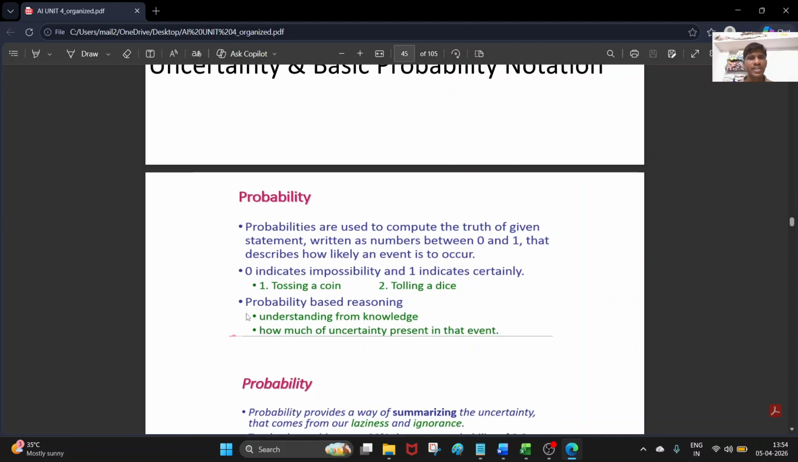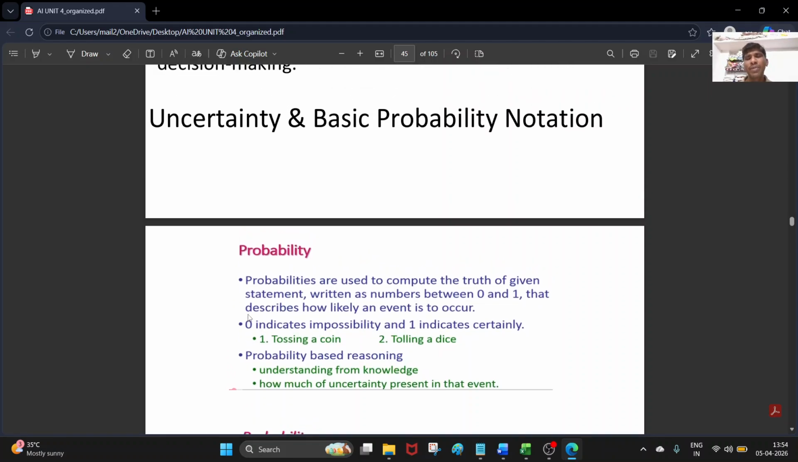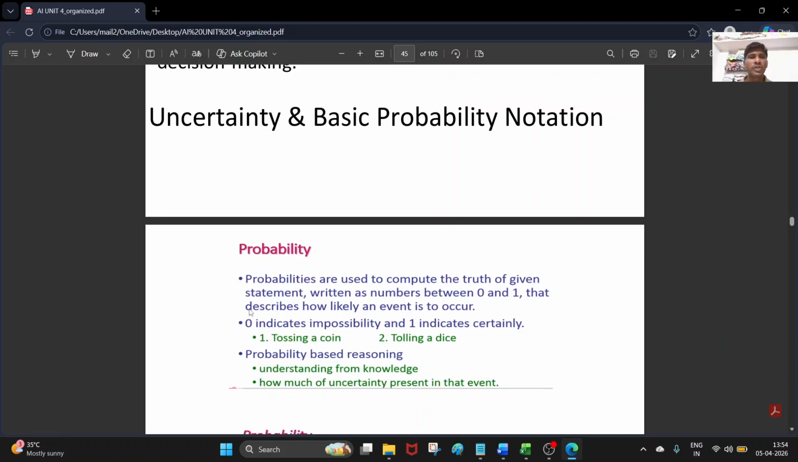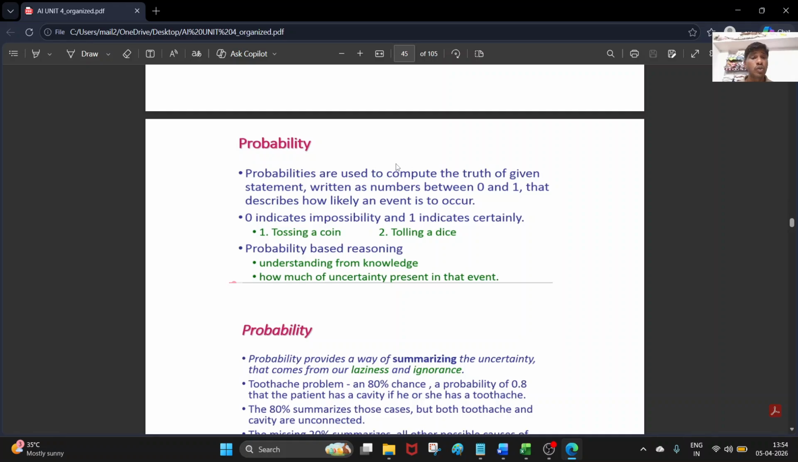Next is uncertainty and basic probability notation. The second part of the fourth unit contains uncertainty and basic probability notation. What is probability? Probabilities are used to compute the truth of a given statement, written as a number between 0 and 1, that describes how likely an event is to occur.